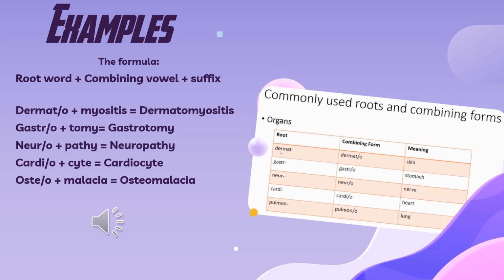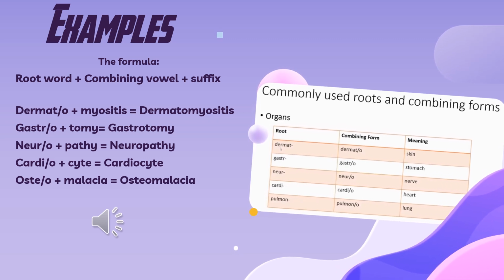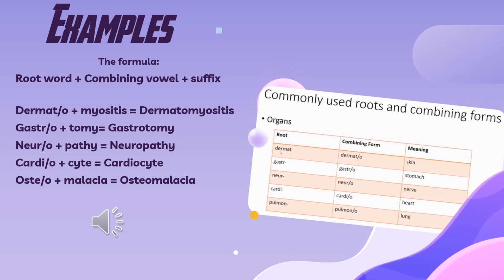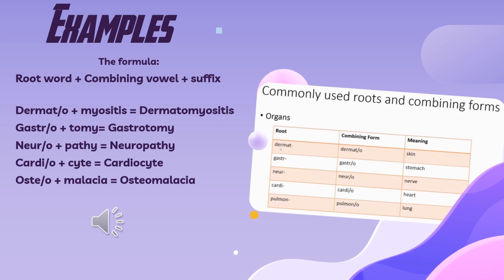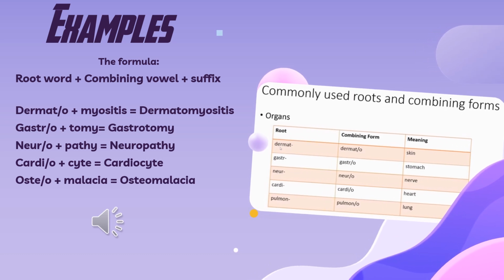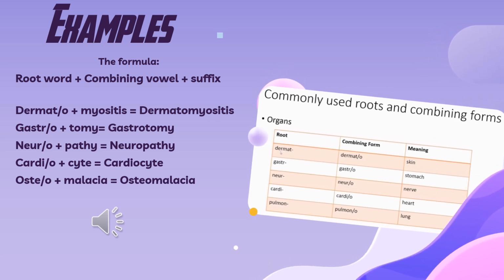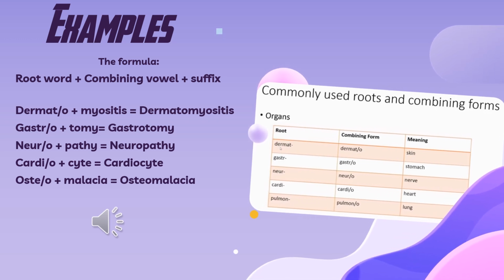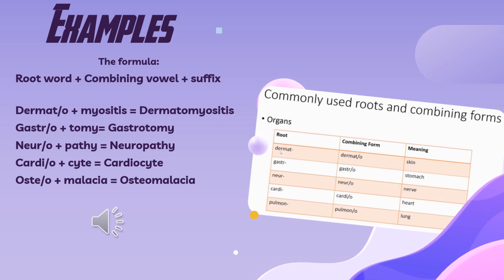Examples. The formula is root word plus combining vowel plus suffix. Here are the commonly used roots and combining forms. Dermat means skin, gaster means stomach, neuro is nerve, cardi means heart, pulmon is the lung.